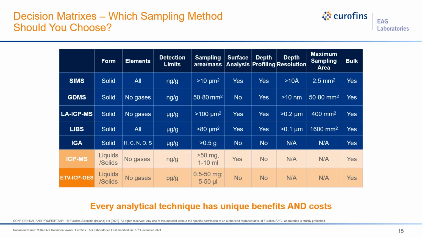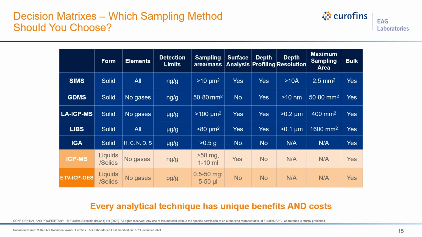So this table serves as a reference to compare the different analytical techniques we'll be talking about today. Based on the form of sample it must be, the type of elements it's capable of analyzing, its detection limits, the sampling area, minimum mass required for a sample, and then their sampling capabilities. As you can see, no technique is perfect, and every technique has its limitations, but also has unique capabilities that make it compatible with other techniques. For example, IGA is the only gas-specific analytical technique and is capable of analyzing trace levels of hydrogen, carbon, nitrogen, oxygen, and sulfur in solid materials.